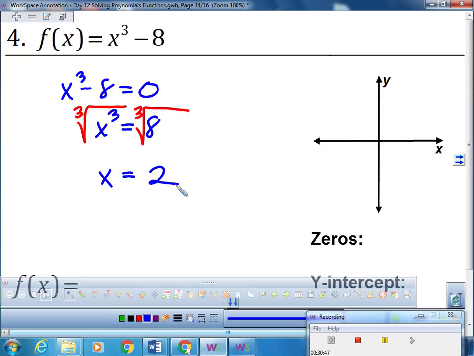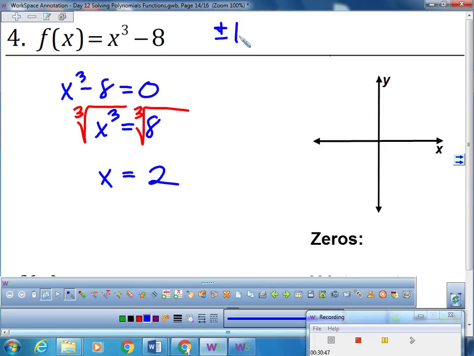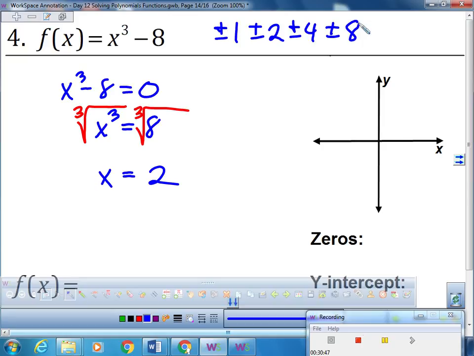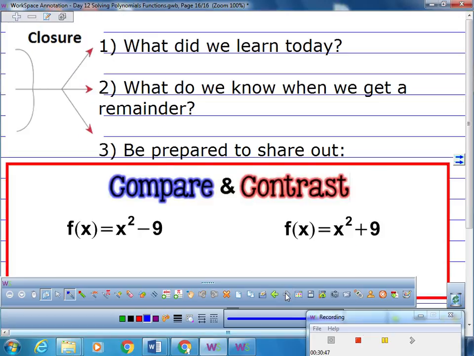What would I test first? Plus or minus 1, plus or minus 2, plus or minus 4, plus or minus 8. You can go that route. You're going to get the same answer. Okay, so you said what, 6? Oh, I don't have 6 in here.